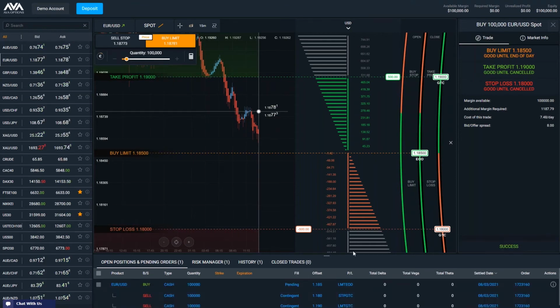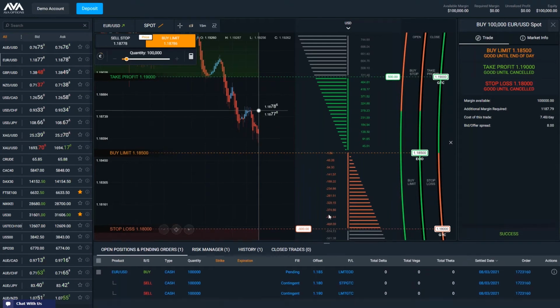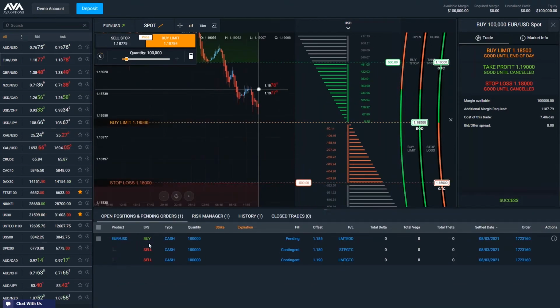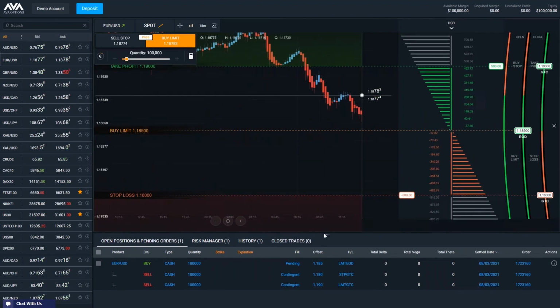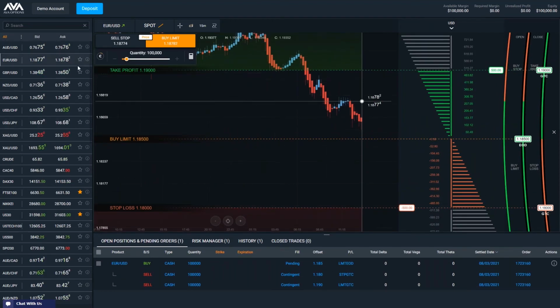So just down on the bottom now, you'll see our open positions are in blue. It says we have a limit order to buy euro dollar at 118.50 with a contingent take profit and stop loss. They're all in blue because they're all unexecuted at this point. So that's what a limit order looks like. I'll close that. Now let's look at something else, which is options.